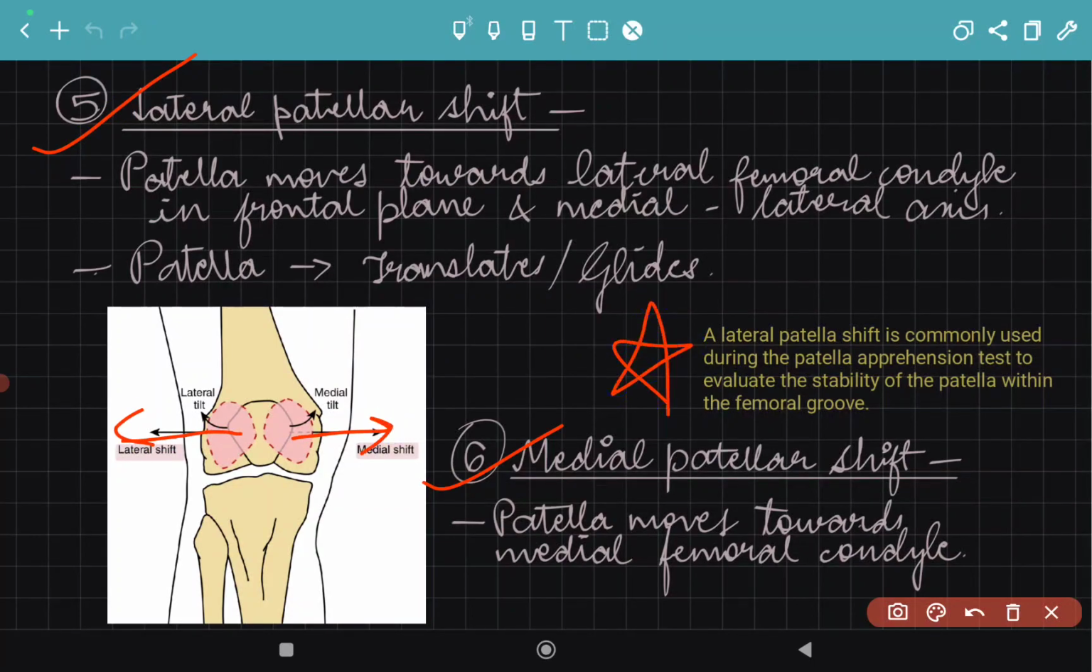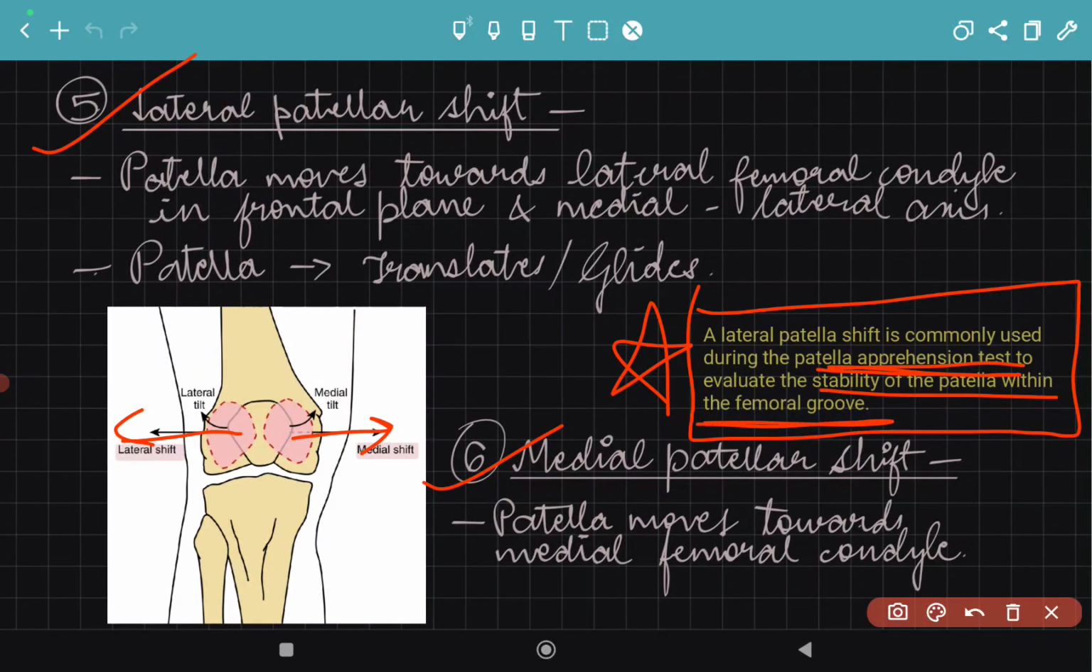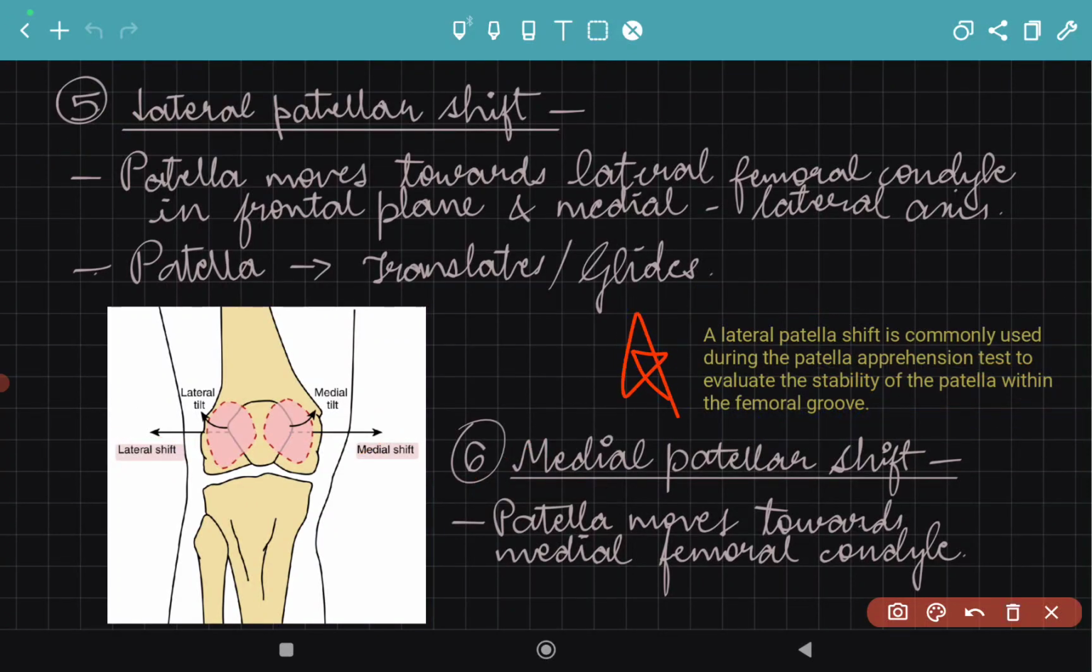And one important thing to remember is that lateral patella shift is commonly used during patella apprehension test, which we physios perform. We have a magic tool, a key, which a physiotherapist has to identify or diagnose the problem of the patient. So in the patella apprehension test, lateral patella shift is commonly used to evaluate the stability of patella within the femoral groove. So this is one thing to remember.